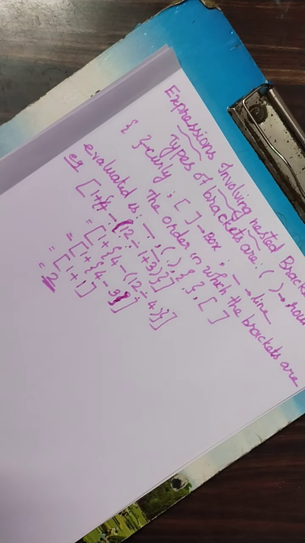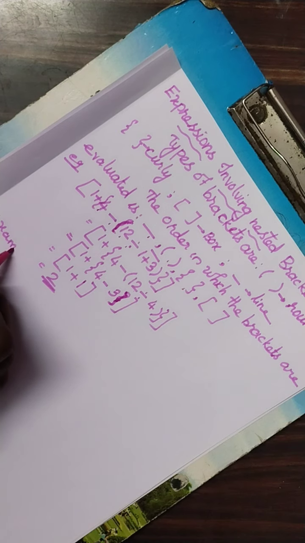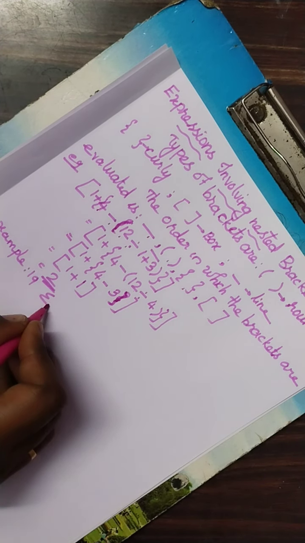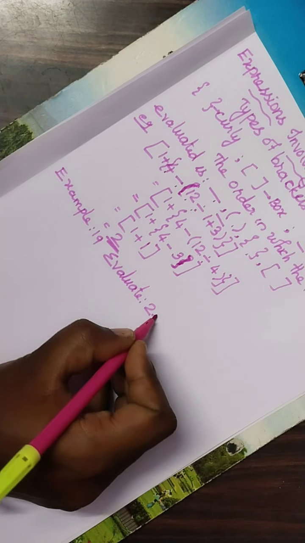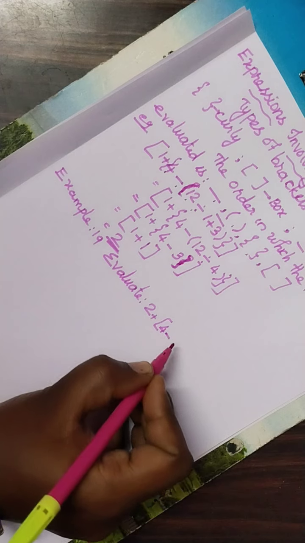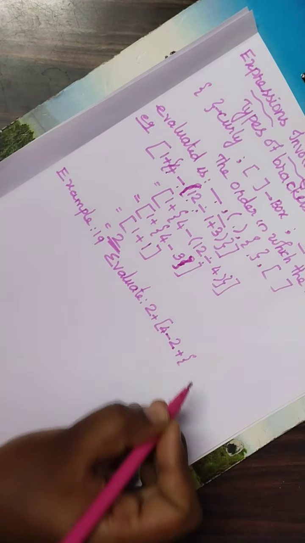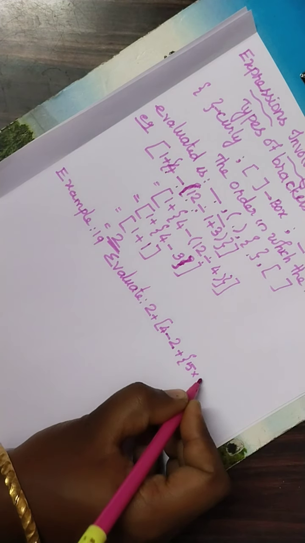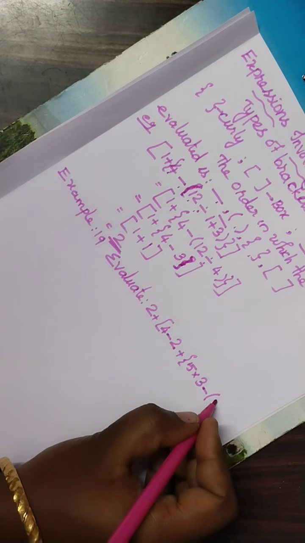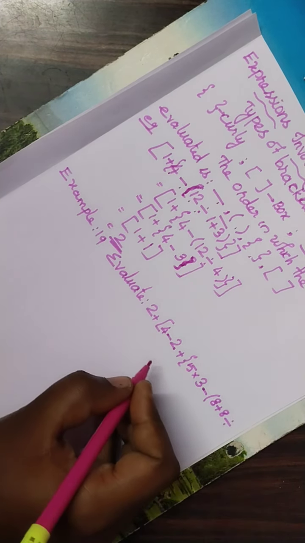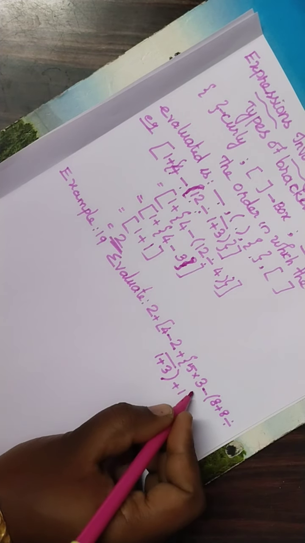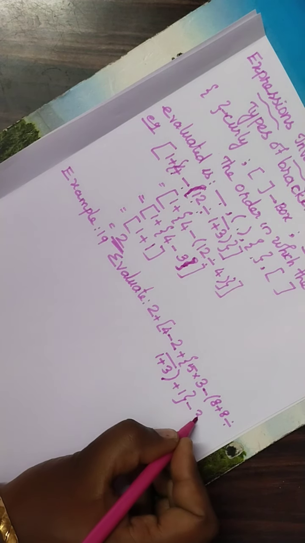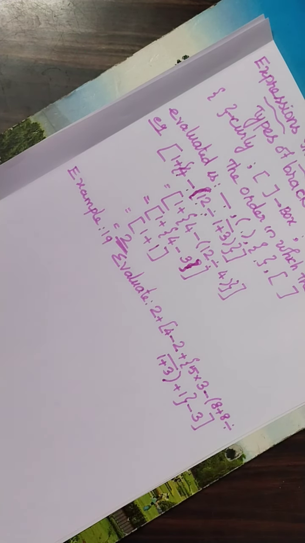Okay, then example question. Example 19. Evaluate 2 plus box bracket, open the box bracket, 4 minus 2 plus, open the curly bracket, 5 into 3 minus round bracket, 8 plus 8 divided by line bracket 1 plus 3, then close the round bracket, plus 1, close the curly bracket, minus 3, then close the box bracket. Okay, this is the question. Evaluate this question. Then the solution.